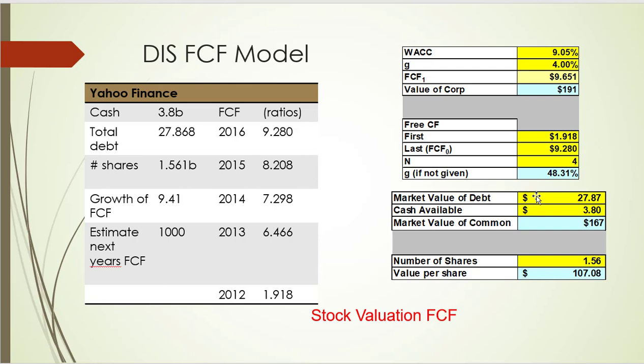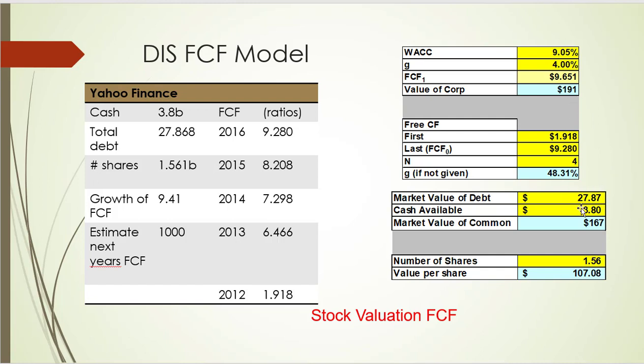Now we can apply that to Disney. Here's Disney's data that I gathered from Yahoo Finance. We can plug the numbers into the worksheet just as we did with the dividend valuation model. At the top here, we have the weighted average cost of capital, 9.05%, and a growth rate of 4%. So the value of the company based on the free cash flow model is $191 per share. Again, a substantial amount of value for the firm.